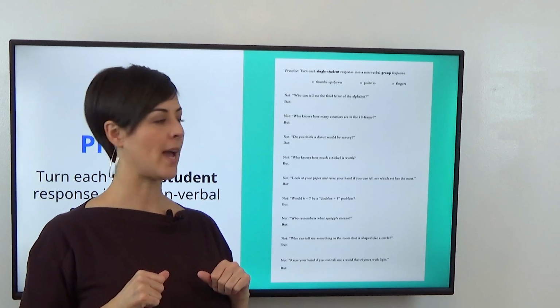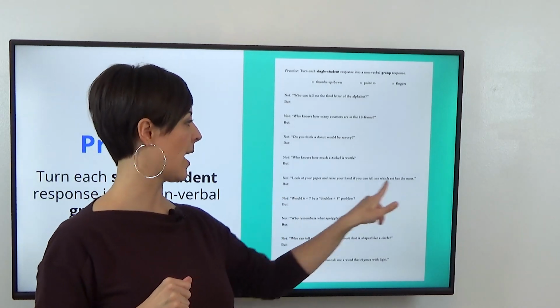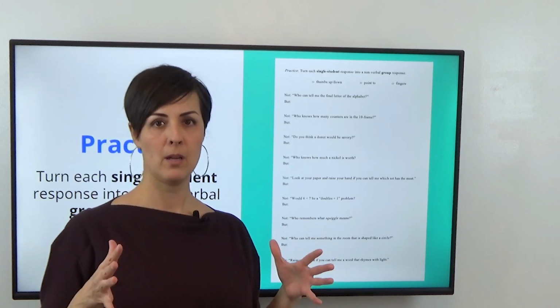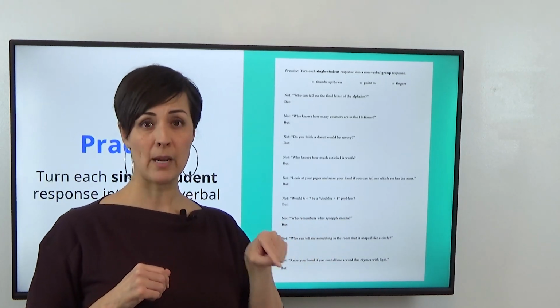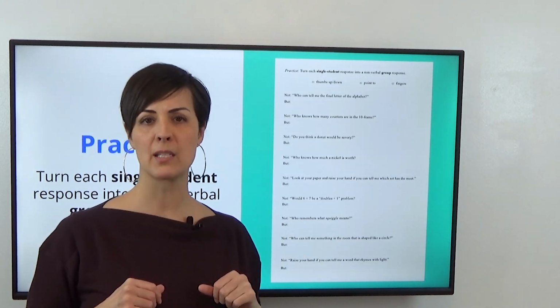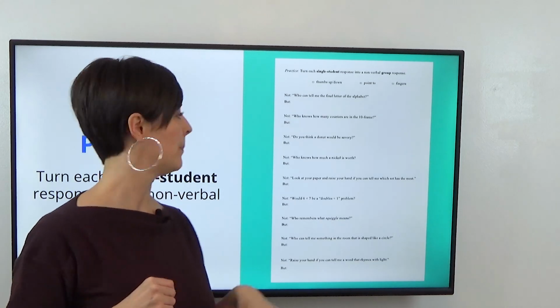Okay, so we would not want to say, look at your paper and raise your hand if you can tell me which set has more, or which set has the most. If it's looking at our paper and everybody has the same paper, then that would be a point to, right? Where we can identify on a page which set has the most. Point for me if you know which set has the most. You got it. It was the 3rd set.